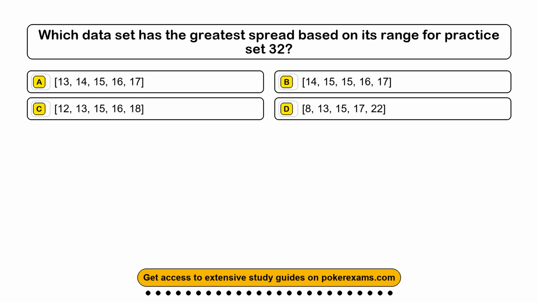Question 21. Which data set has the greatest spread based on its range for practice set 32? Option A, 13, 14, 15, 16, 17. Option B, 14, 15, 15, 16, 17. Option C, 12, 13, 15, 16, 18. Option D, 8, 13, 15, 17, 22.